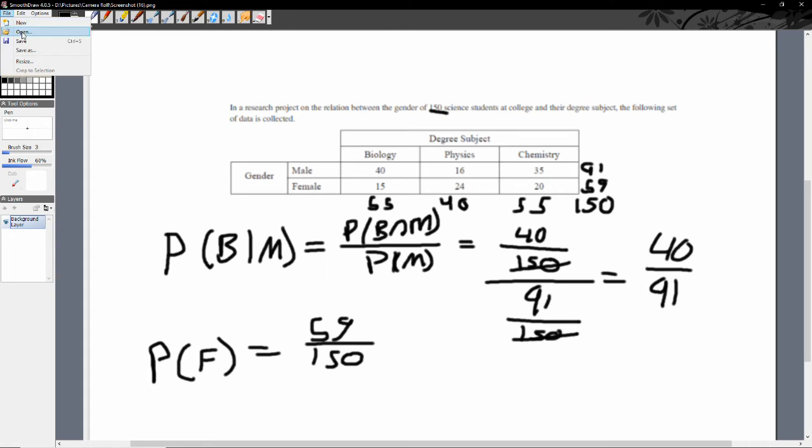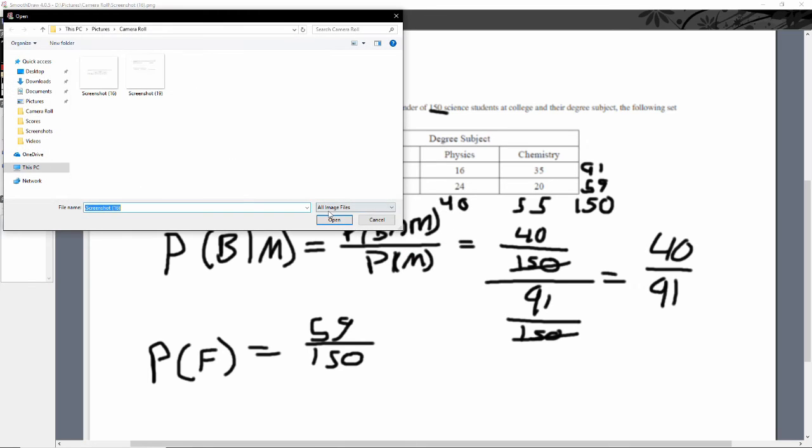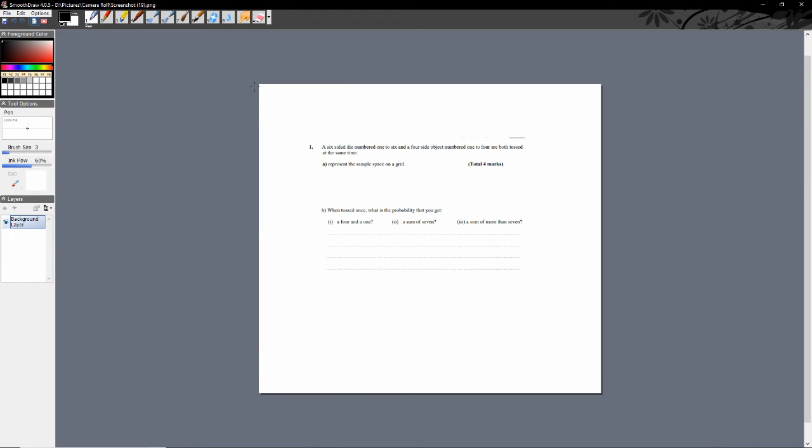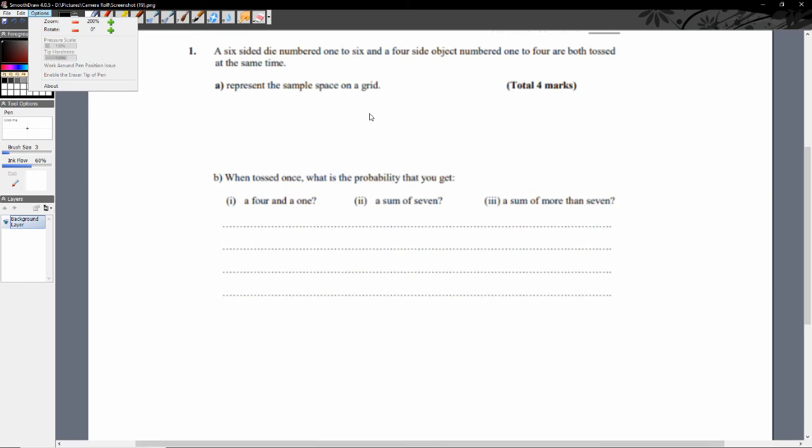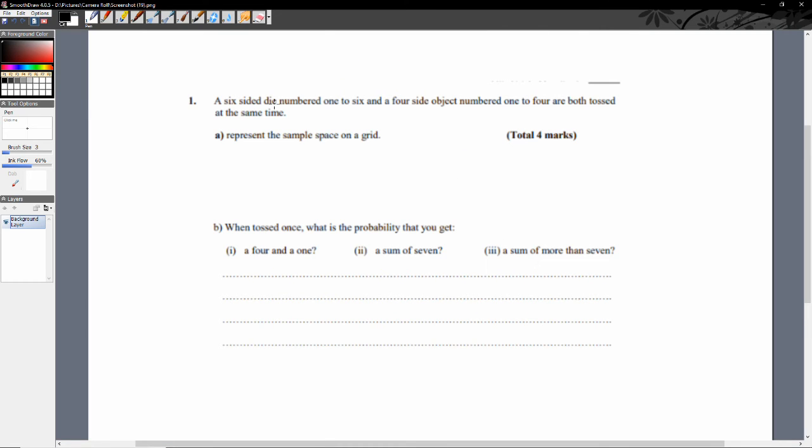Another type of question that you could get is like this one here. This question reads, a 6-sided die numbered 1 to 6 and a 4-sided die numbered 1 to 4 are tossed at the same time. Represent the sample space on a grid. So the sample space is all of the total possibilities, like we showed before with the tree diagram. The way you would represent it with a grid is like this.